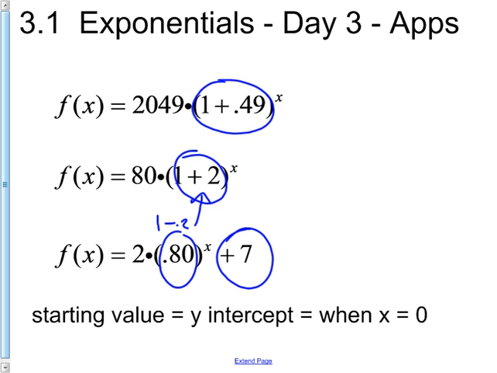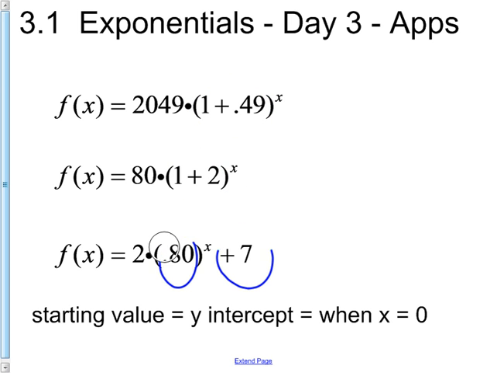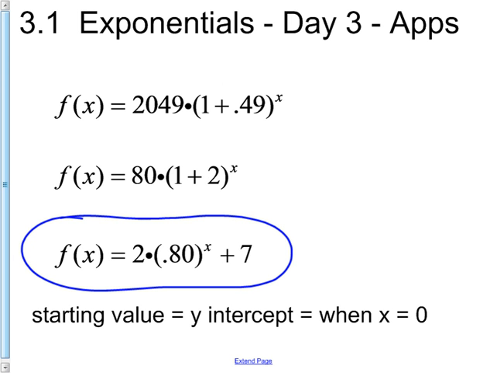So let me make you think for a second. It's like, oh, starting value is 2049. Starting value is 80. Starting value is 2. No, it's not. Why isn't the starting value 2 this time? Because it would have been at 2, but then it got moved up 7.